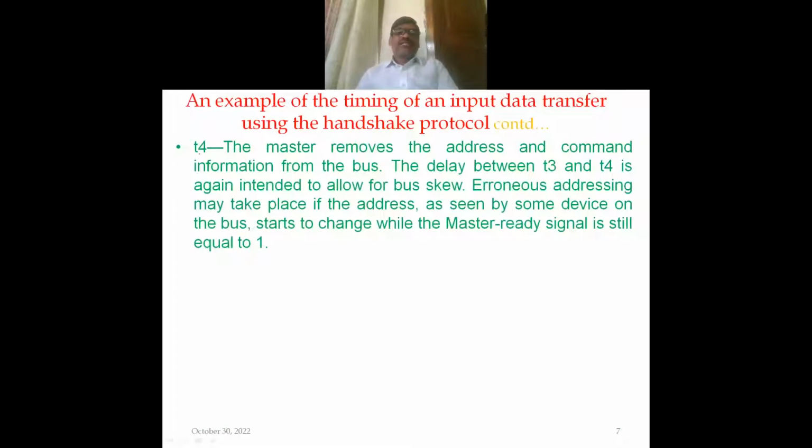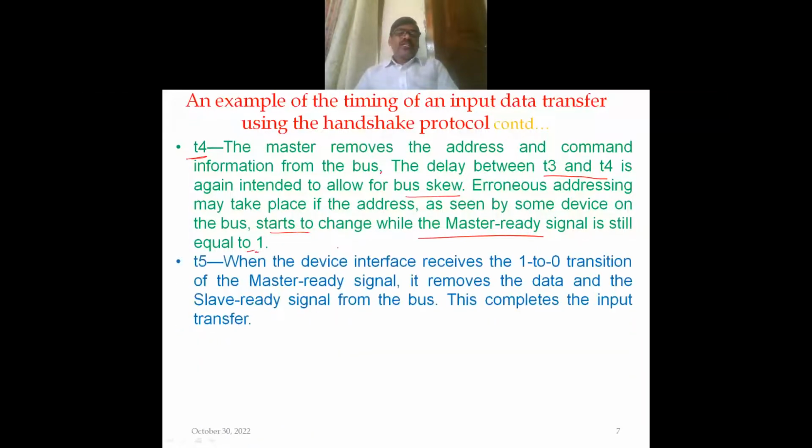So during the time T4, the master removes the address and command information from the bus. So the delay between T3 and T4 is again intended to allow for bus skew. Erroneous addressing may take place if the address, as seen by some devices on the bus, starts to change while the master ready signal is still equal to 1.